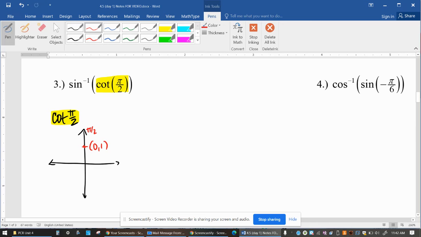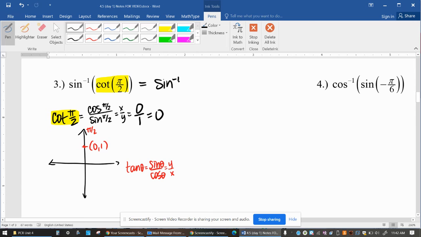Now, cotangent is the reciprocal of tangent. Okay, so we know that tangent is sine over cosine. So that means that cotangent is going to be cosine over sine, cosine of pi over 2 over sine of pi over 2. Tangent is normally y over x, right? So that means cotangent is x over y. So I'm going to want the x value over the y value, which gives me 0. So now I'm going to go back and replace that into the original problem.